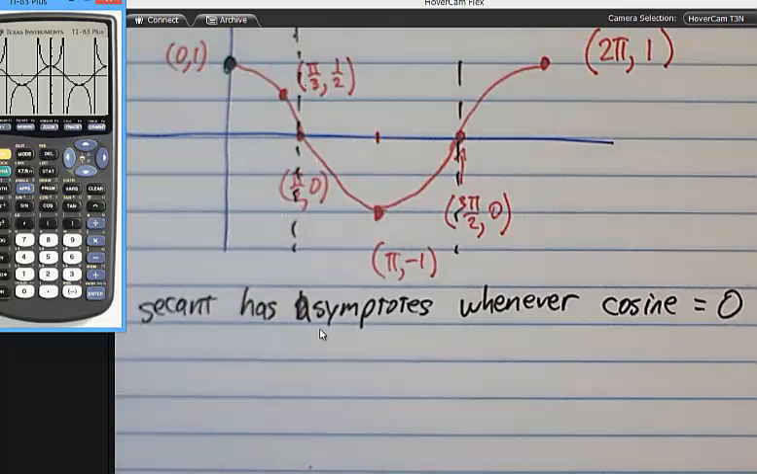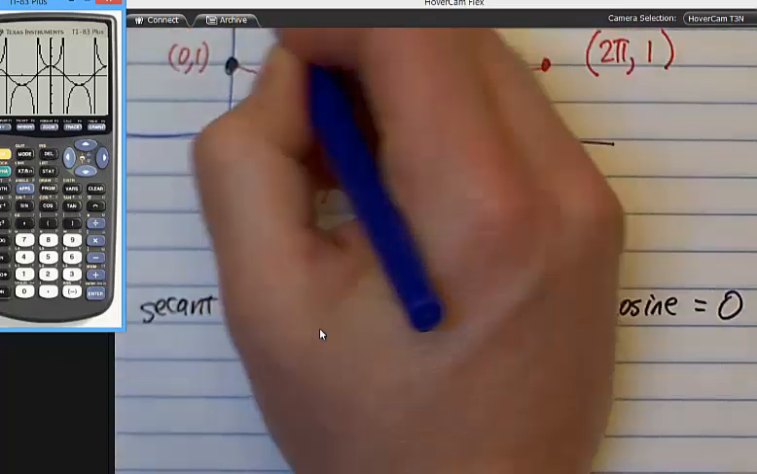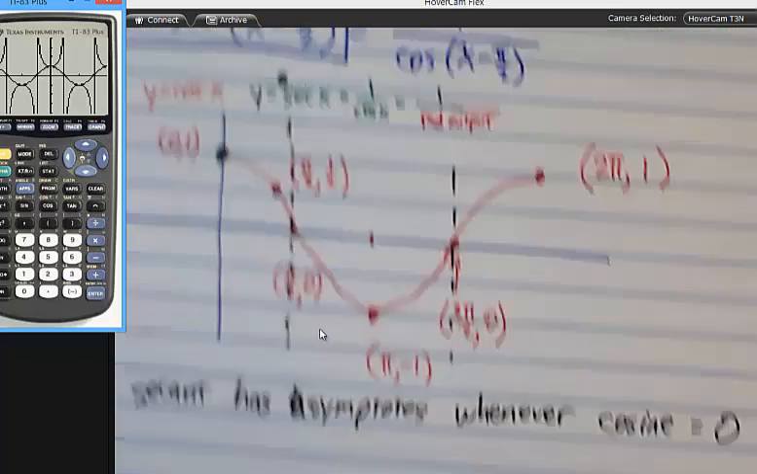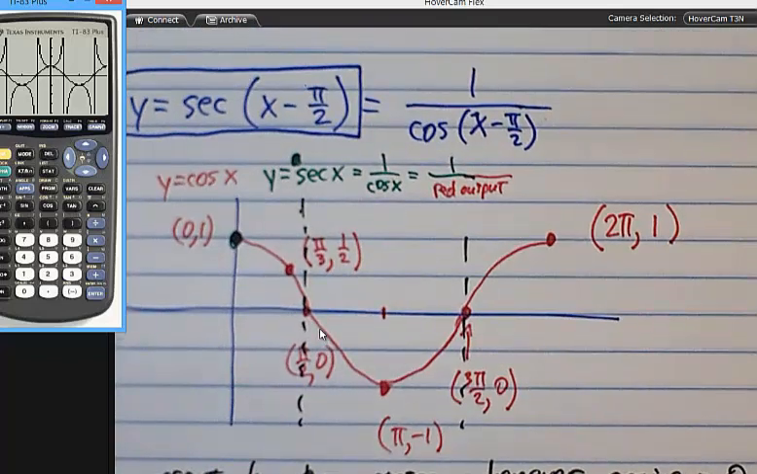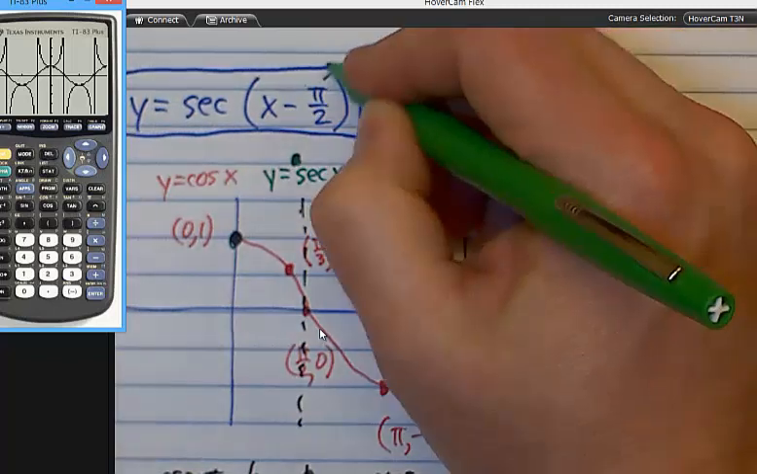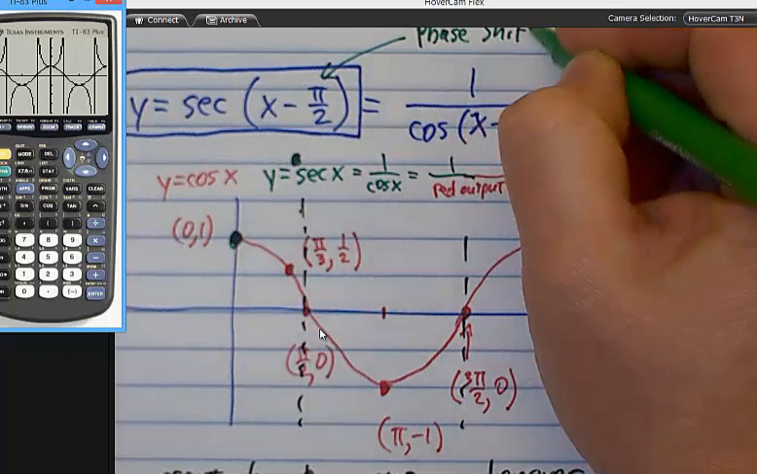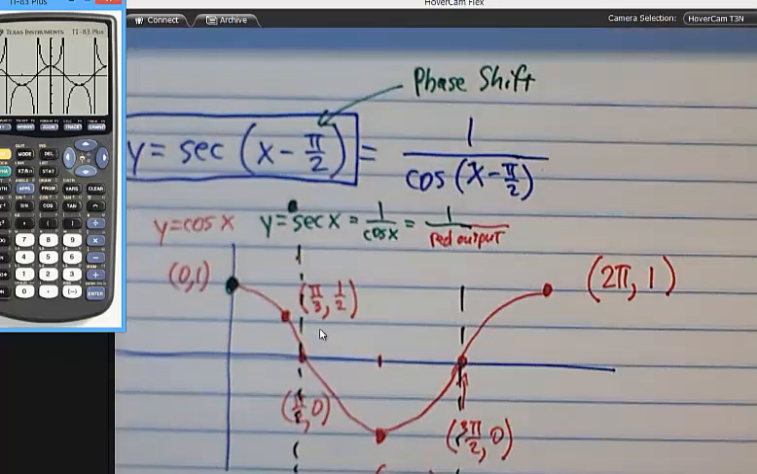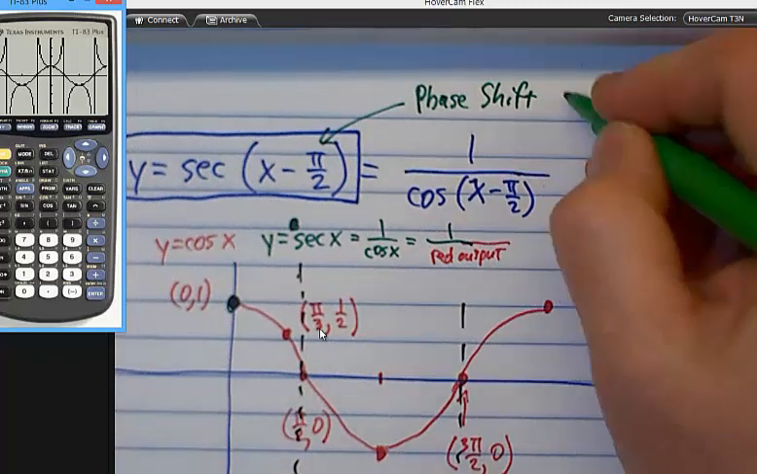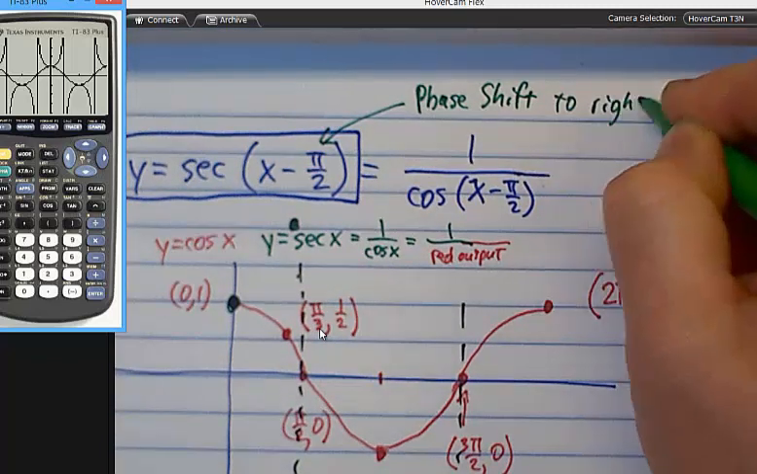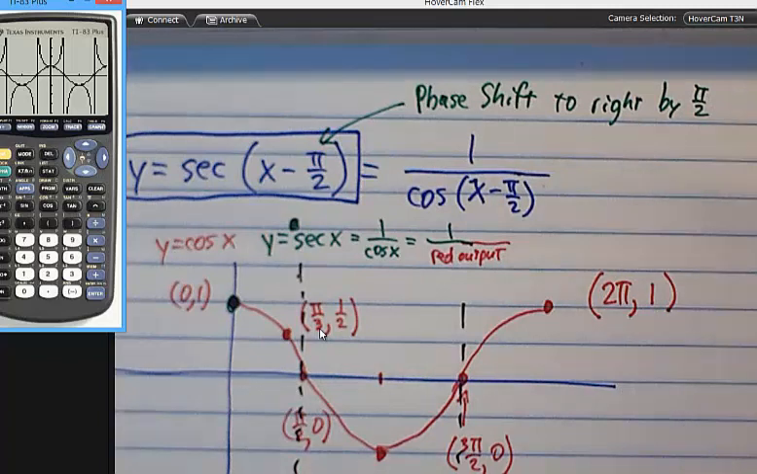What I was originally trying to graph is the secant of x minus pi over 2. Talk to me about what's different. Really only one thing, right? What does this pi over 2 represent? Well, it's called a phase shift. Which way? To the right by pi over 2. So what that's going to do is move everything to the right by pi over 2.